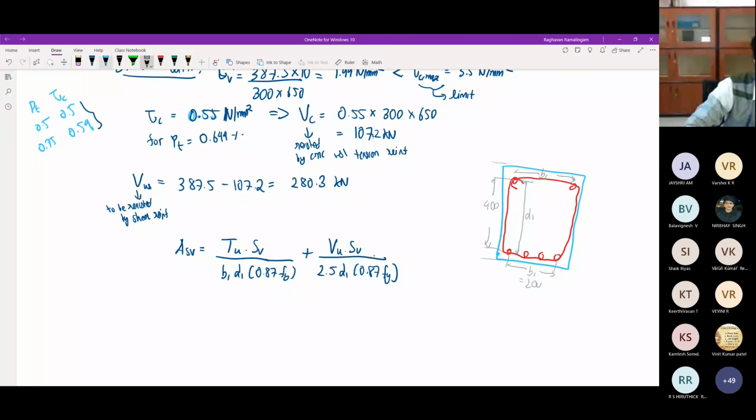I will assume something for the stirrups. This is quite a large shear, so I'm going to go ahead and assume maybe 12 mm bars, 2 legged.